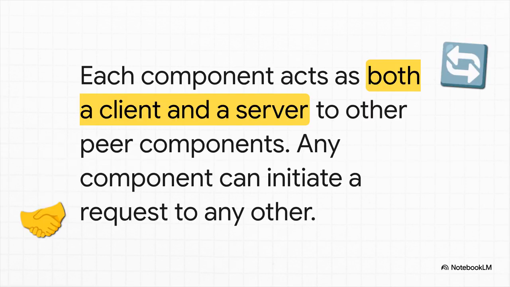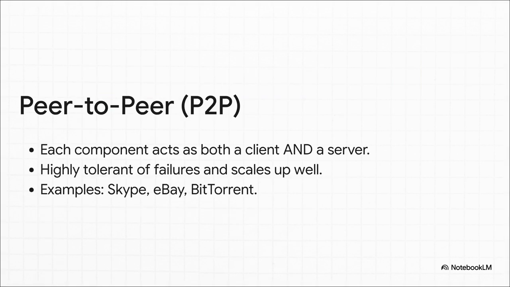But what happens if you get rid of that central server? What if every single component is equal? Well, that brings us to the peer-to-peer or P2P architecture. And this is where it gets really interesting. In a peer-to-peer network, every single participant, or peer, is both a client and a server. It can ask for information, and it can provide information. This makes the whole network incredibly resilient. If one peer goes offline, the system just keeps on chugging along. You've seen this in action with apps like BitTorrent or even the original version of Skype.